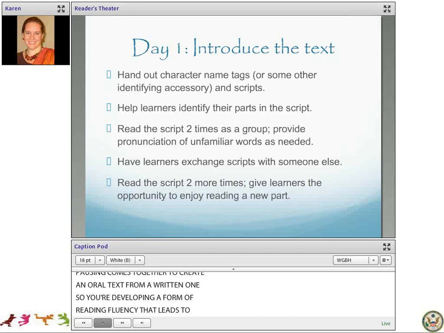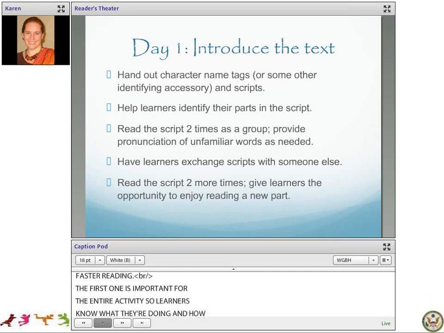What I'd like to do now is move into the specifics of teaching Reader's Theater. I think the first day is particularly important as a setup for the entire activity so that learners know what they're doing and how to get started.